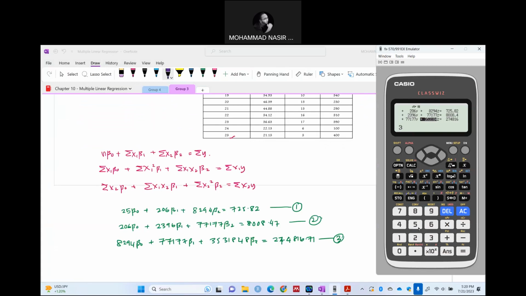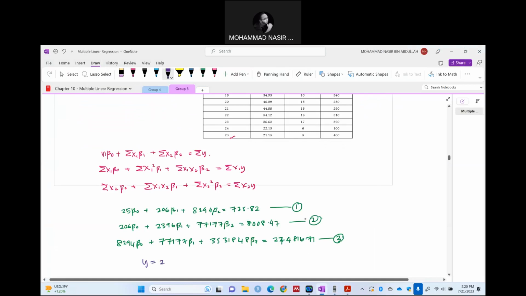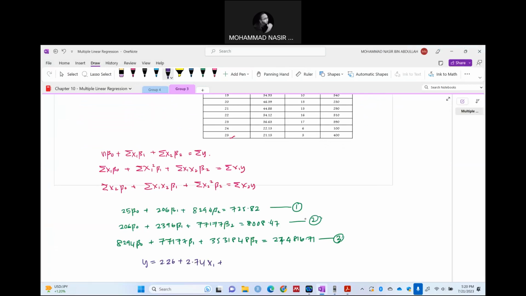Okay, so 3531848. So, right, 2.2. So you should get y equal to 2.26 plus 2.74 x1 plus 0.012 x2. So this is your estimated regression equation for multiple linear regression. Okay. So I think the first method should be okay. If you want to try second method also can, but I think this one should be the easiest one.